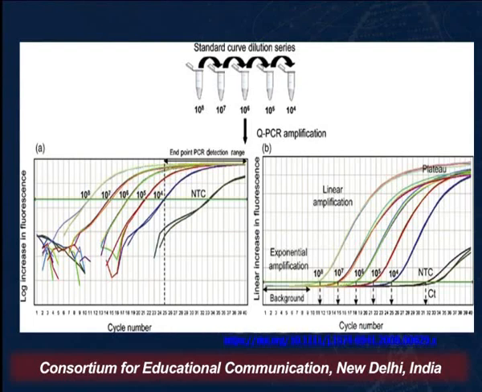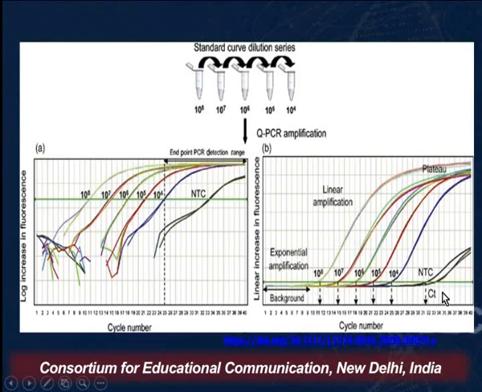So we know the amount of template that was present based upon the CT. The lower the CT, the earlier the threshold is reached, so that means there is a higher concentration of template. If the threshold is reached after a while, a higher CT, then there is a lesser concentration. And for example, this is a non-template control.